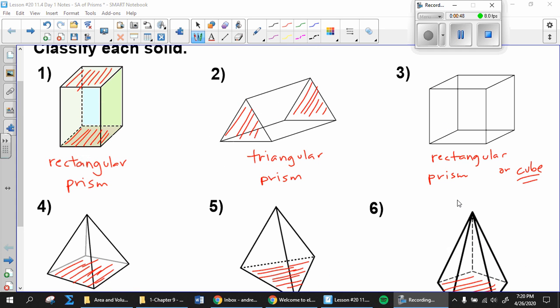On number 3 here, if you put rectangular prism, that's good. And it looks like it here, we don't know for sure, but it looks like it. If all of these sides are the same, if this is a square, then we know that this is a cube. Okay, so I would have taken that as well.